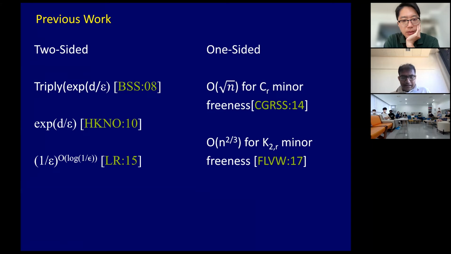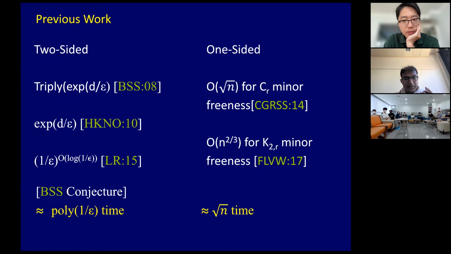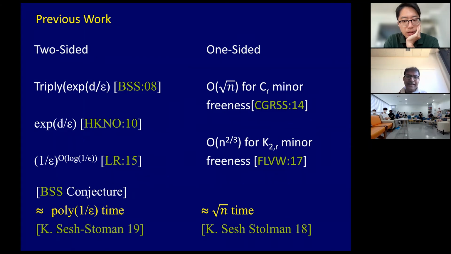What I did in joint work with Seshadhri and Stolman is that I resolved essentially both of these conjectures. So we resolved the two-sided variant completely. We gave an algorithm that runs in time polynomial in 1 over epsilon, as conjectured by Benjamini, Schramm, and Shapira. For the one-sided variant, we gave an algorithm that runs in time roughly root n. It just has some n to the little o of 1 slack. So these are the two theorems that I would like to tell you about. Any questions so far?